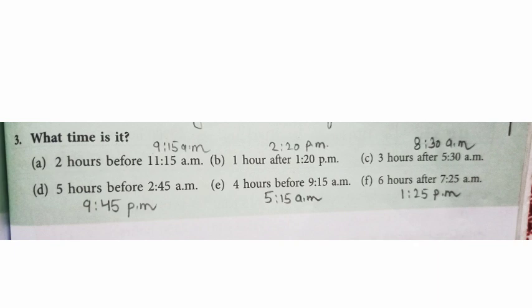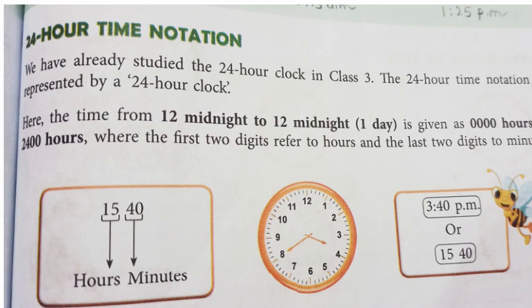Let's move to our next exercise, 10D. For understanding 10D, you have to understand a short concept, which is 24-hour time notation. If you have ever gone to a station or an airport, you have seen 24-hour time format clocks. So what is the difference between a 24-hour time format clock and a 12-hour time format clock? In 12-hour timings, we use a colon. But in 24-hour time format, we don't use a colon.